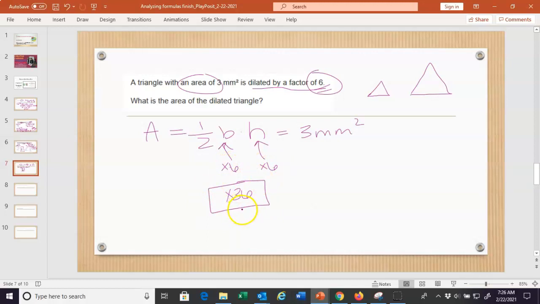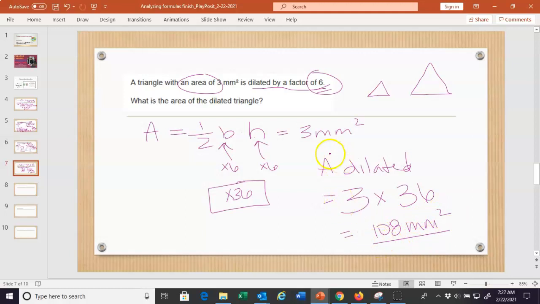So we need to multiply the whole thing by this factor. We don't really need to know what these side lengths are or what these measurements are because we already have the area. So the area of the dilated shape is the area of the old shape times the total dilation. We have to take into account all the sides that are used in that formula. And each of them are changing by 6. So we're going to multiply by 36. So the new area is 108 millimeters squared, which makes sense, right? 108 got bigger. It's bigger than 3.